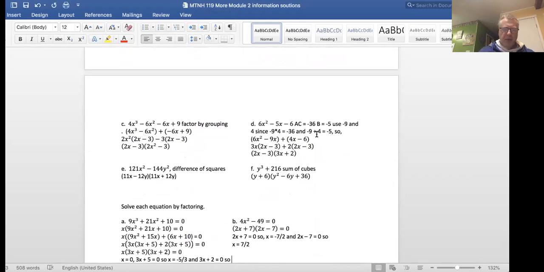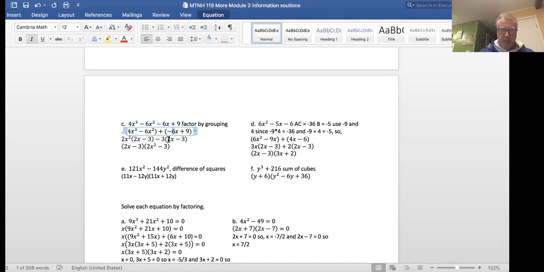Another factoring by grouping problem is C. So again, I group the first 2 and the last 2. The first 2 I can factor out a 2x squared, leaving us with 2x minus 3. The second 2, the third number in this case is negative, so I'll factor negative out and anything else. So I can factor a 3 out of 6 and 9, so I factor minus 3 out. Now remember, that changes the sign of everything in the parentheses.